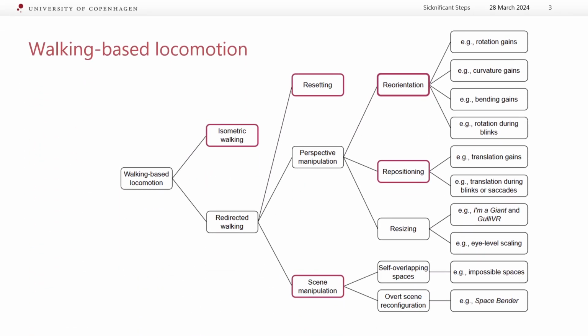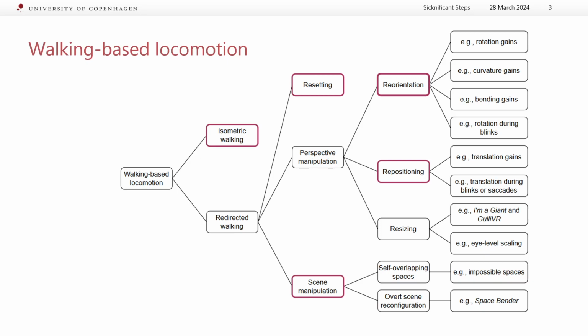Redirected walking comes in many different flavors. As part of this paper, we developed a taxonomy that groups different types of redirected walking together based on what type of manipulation, motion manipulation or environment manipulation, they employ.